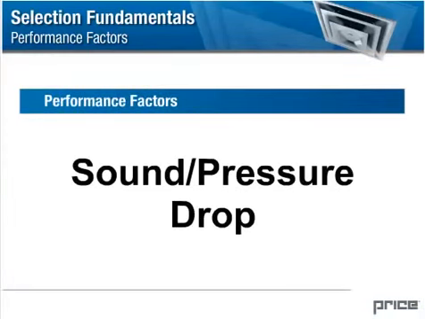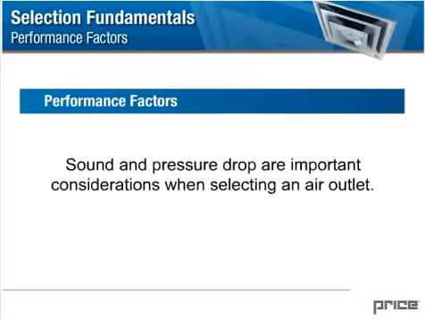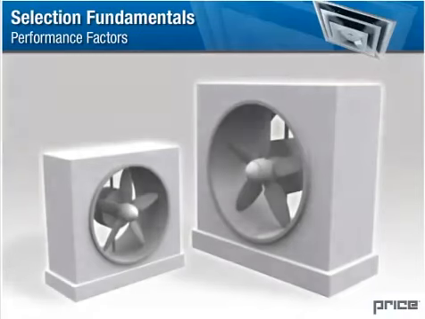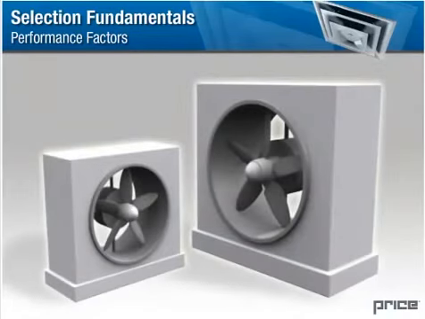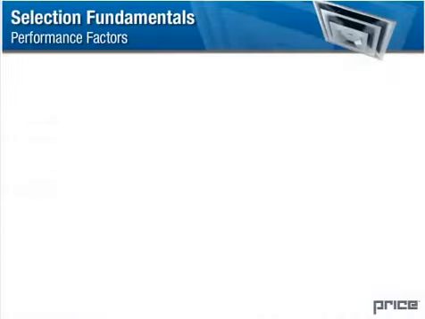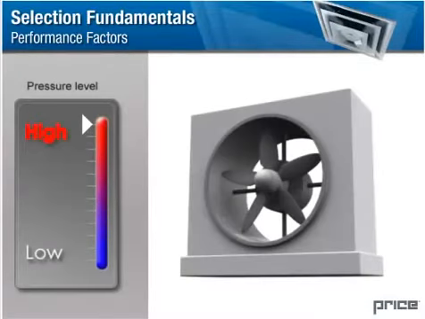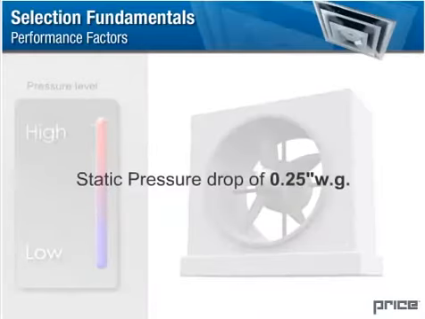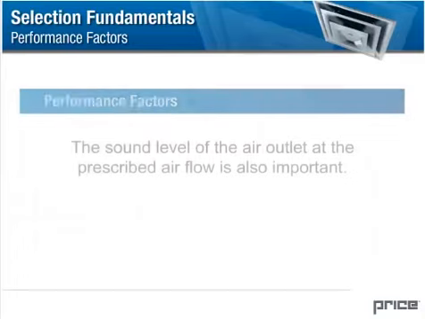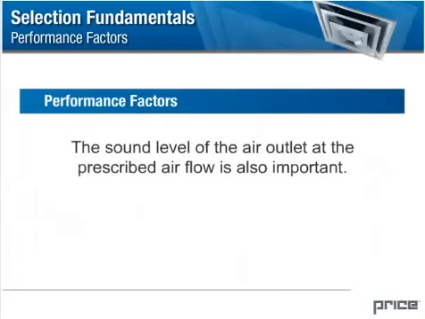Sound and pressure drop. Sound and pressure drop are important considerations when selecting an air outlet. Pressure drop is important because this will affect the size of the fan required to push the air through the ductwork. If the air outlet pressure drop is too high, an oversized fan may be required. Air outlets are often selected to have a static pressure drop of 0.25-inch water gauge or less. The sound level of the air outlet at the prescribed airflow is also important.